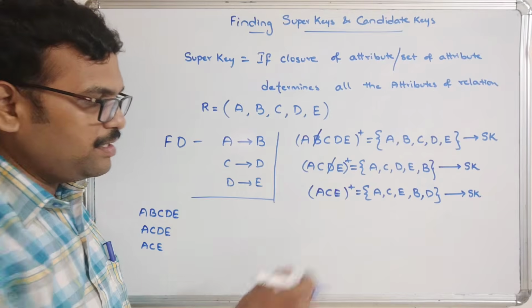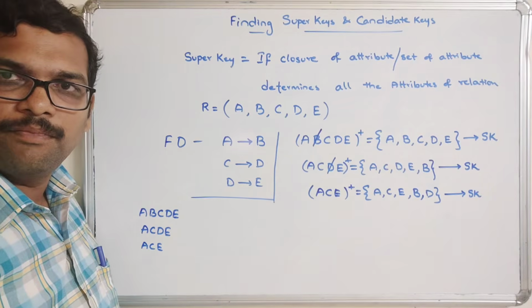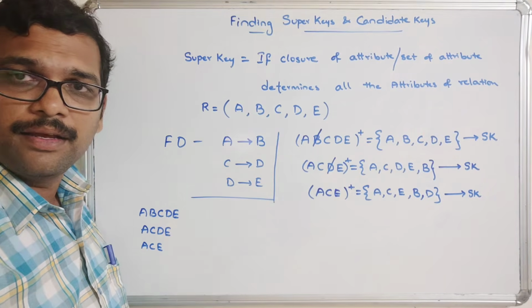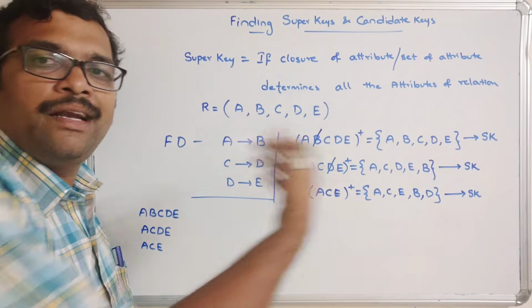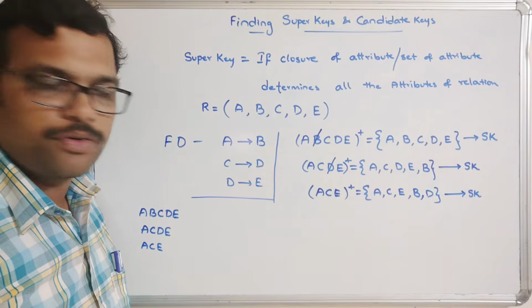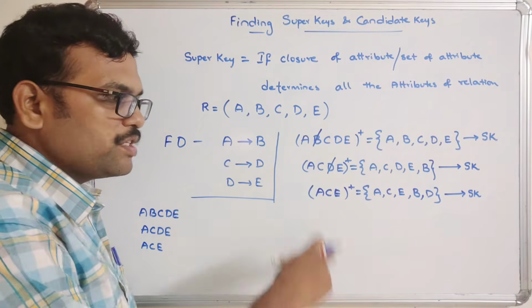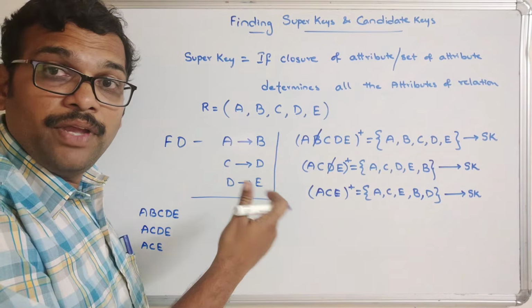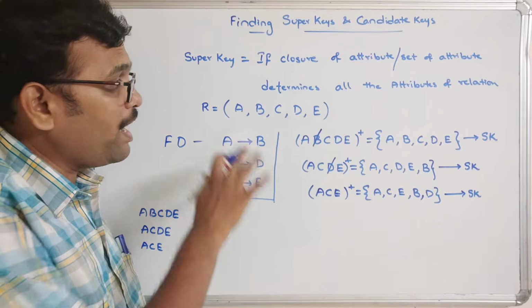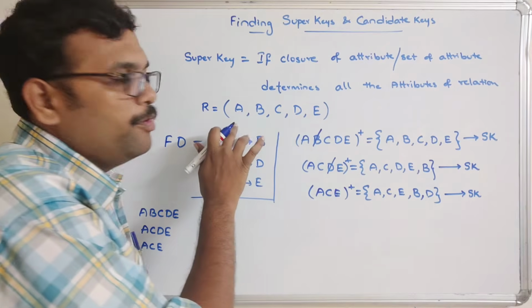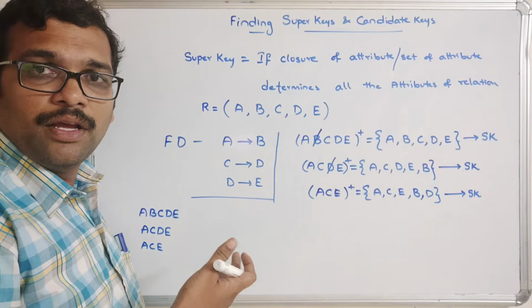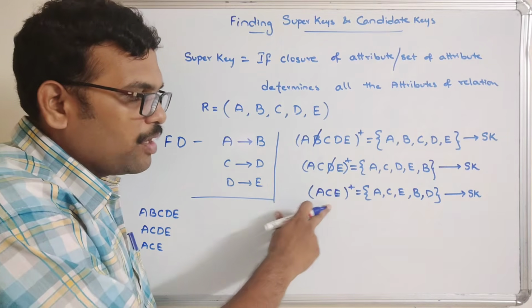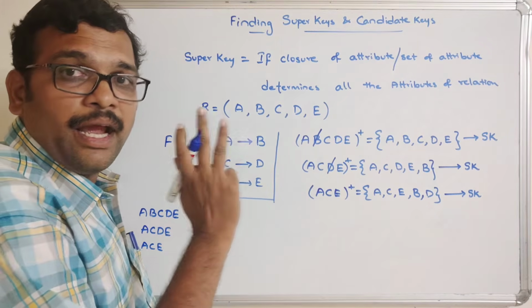But we can't say that this is a candidate key, because the combinations can also determine all the attributes. So try to find out the closure for all the combinations. Now we have reduced. Previously we had around 5 attributes, so the combinations would be more. Here we are now checking the combinations for 3 attributes.